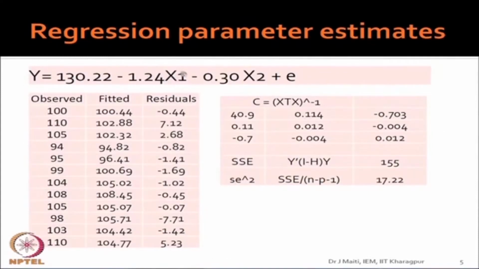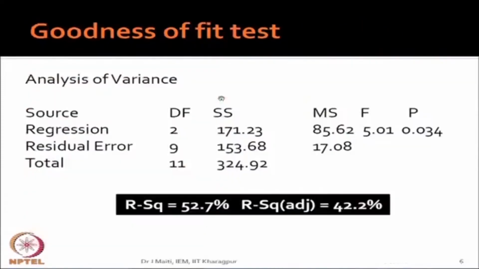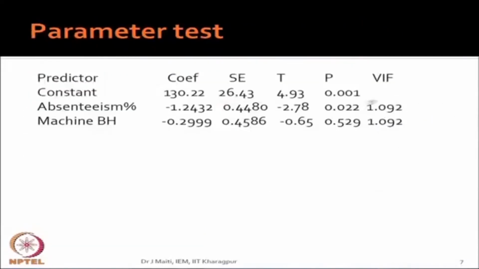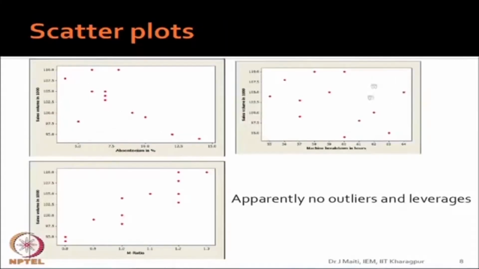We have considered x1 as absenteeism and x2 as breakdown hours, and if you see the regression coefficients, absenteeism has an effect because the p value is 0.022, but for breakdown hours it is 0.53. So that has no effect, which is also revealed in this picture. If we include the M ratio, your regression fit will be better and R square will go to the higher side, because there is almost perfect correlation in this particular case.